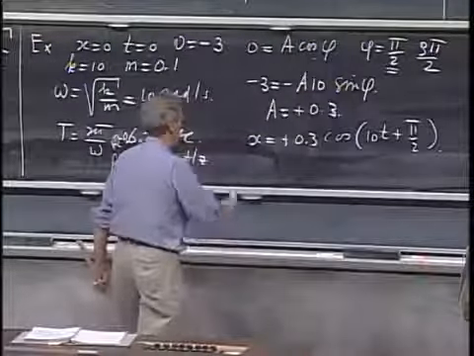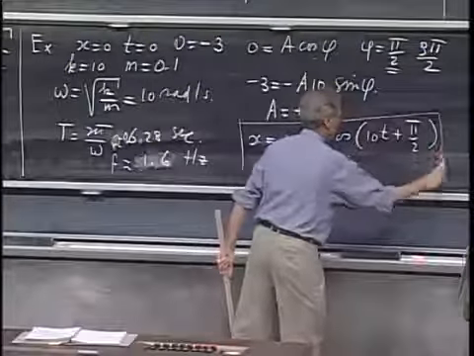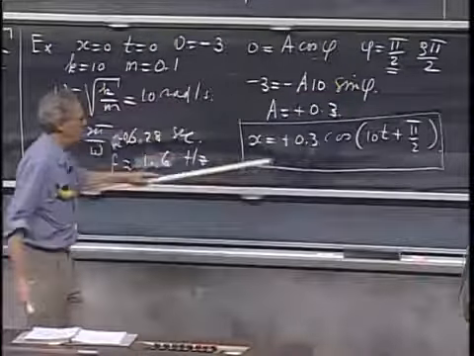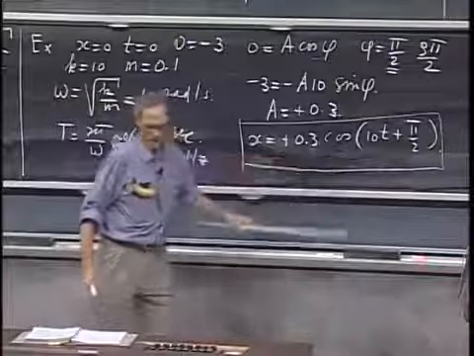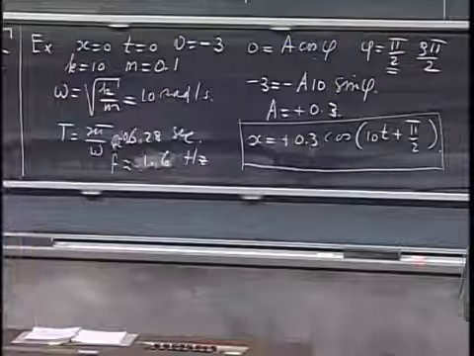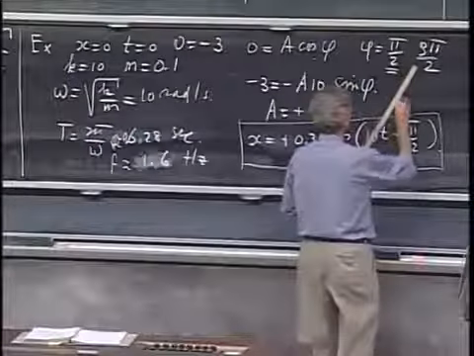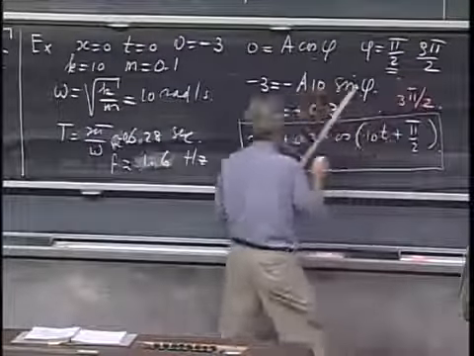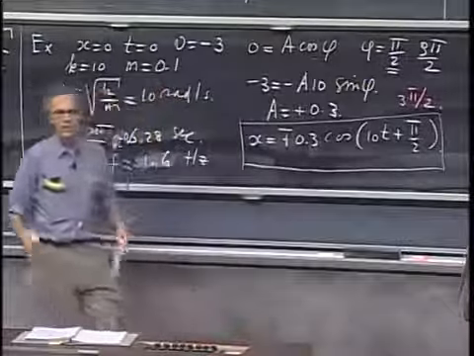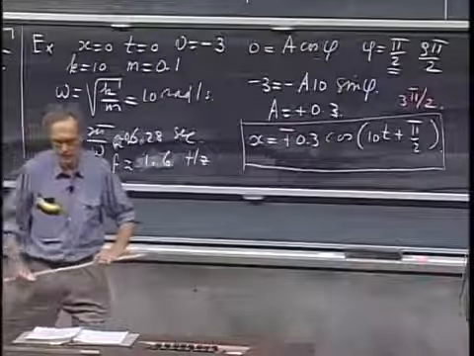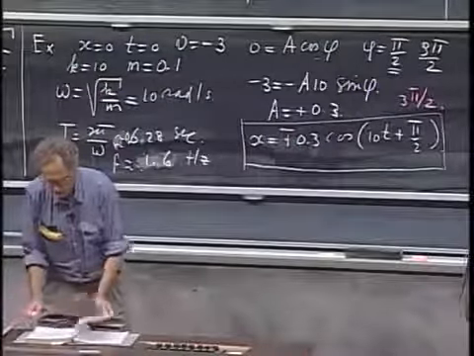So you see that the initial conditions, what the conditions are at t equals 0, they determine my A, and they determine my phase angle. If you had chosen 3 pi over 2 as the phase angle, that would have been fine. You would have found a minus sign here, and that's exactly the same. So you would have found nothing different.